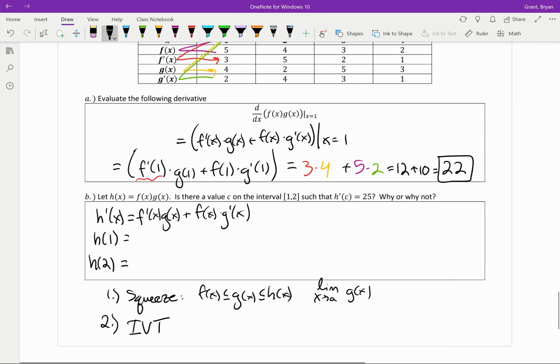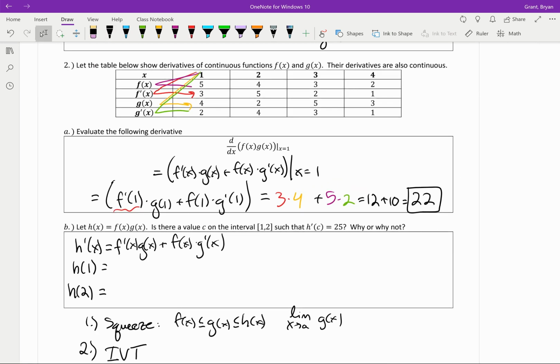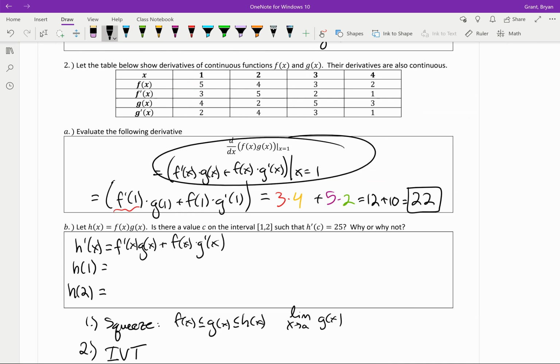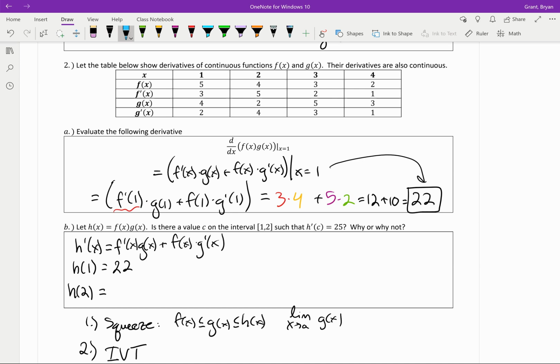So in the interest of space, I think we're going to go through and let's see. h of 1, oh, we already found that. That was so nice. h of 1 up here, that's when we plug in 1, is 22. Nice, less work. Let's go ahead and do the second one.